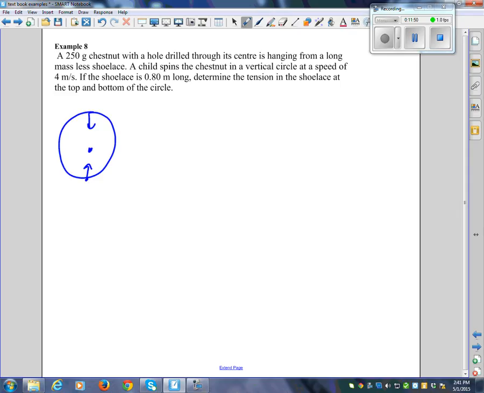Oh, this is just like the lab yesterday, right? No, because that was a cone, right? This is sort of in between the two. Okay, so what would be the centripetal force? Well, that would be mv squared over r. 0.25 times 4 squared over the radius 0.8. Five newtons. Is that it?